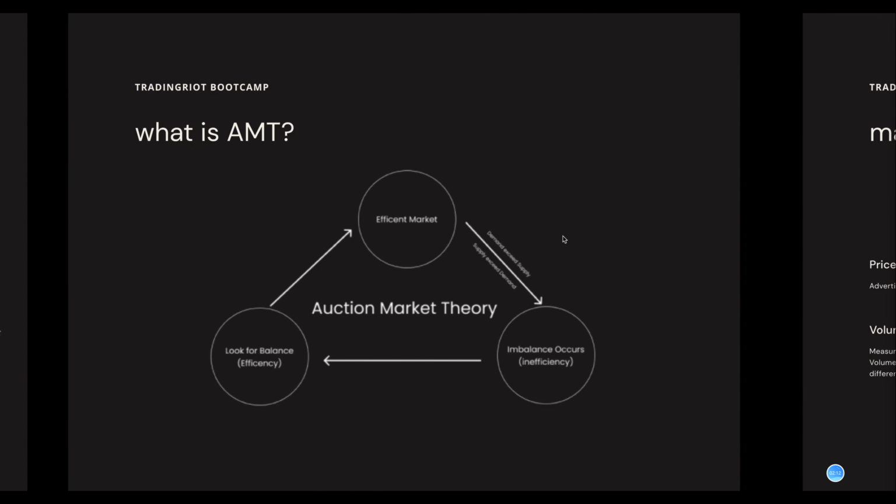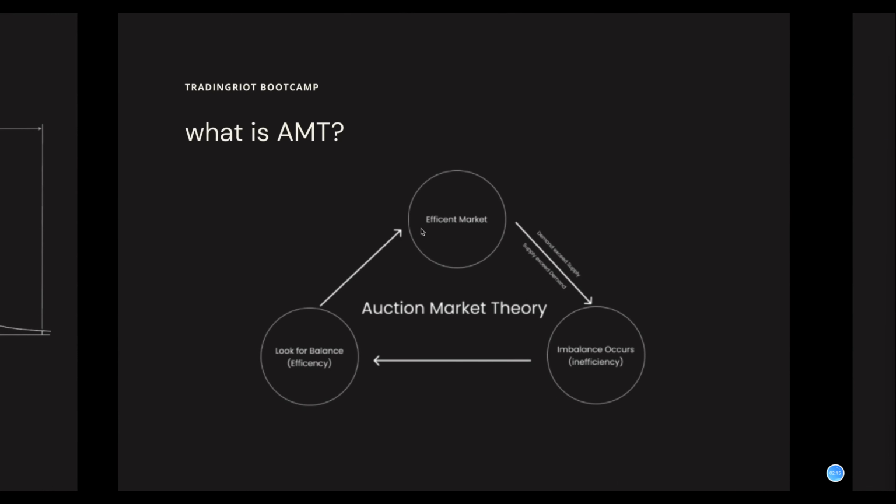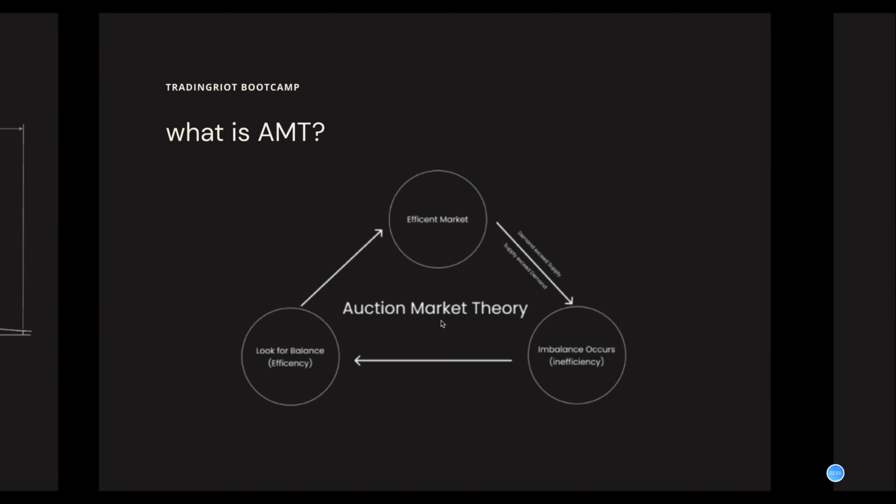So this is the kind of theory of how markets are moving, and I already talked about it previously. You have these efficient markets, which are markets that are in balance. Then you have this supply and demand imbalance, where either demand exceeds the supply or supply exceeds the demand, which creates the inefficiency, and markets then are on a way to seek a balance. Okay, so this is this kind of a circle that keeps happening in the markets.